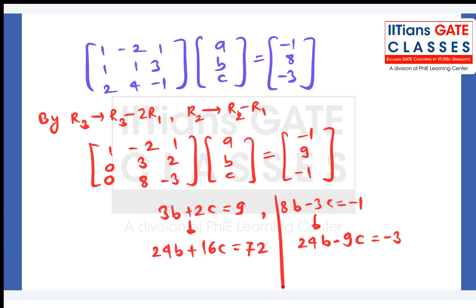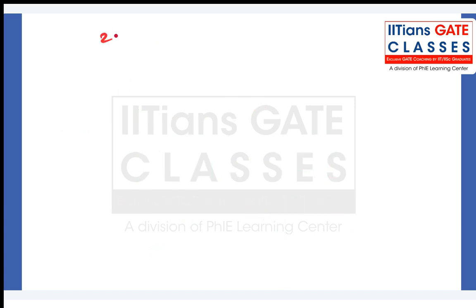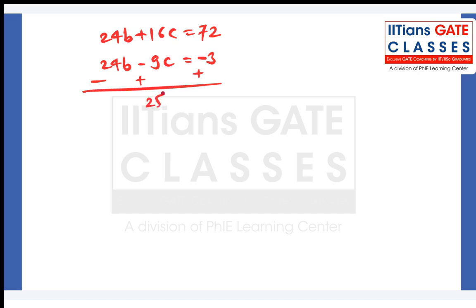The first equation is 24b plus 16c equal to 72. The second equation is 24b minus 9c equal to -3. Subtract the second from the first. So 24b goes away. This is 16 plus 9, which is 25c, and this is 75. So this will give you c as 3. Put c as 3 anywhere and you get the value for b. If you put c as 3, b should be 27 minus 3, 24, so b has to be 1. So c will be 3 and b will be 1.